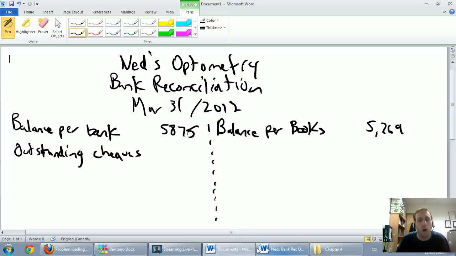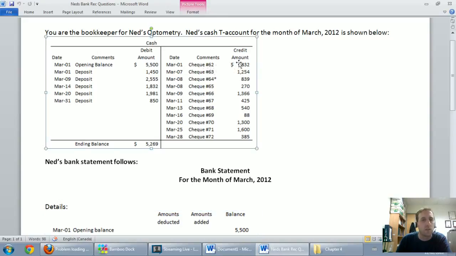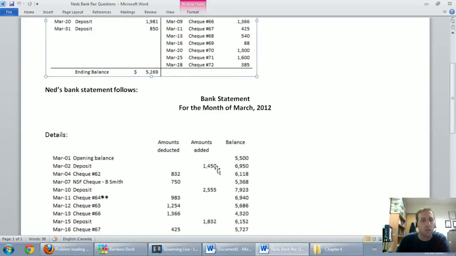So let's go back to our question. I went the wrong way there. Going back to our question, we go down our list of checks, and there they all are in order, of course, and they should be sequentially ordered. There shouldn't be anything missing there. Looks good. I'm going to look for any checks that I've recorded that the bank has missed. So let's start with check 62. $832, and I see it right away on the bank statement.